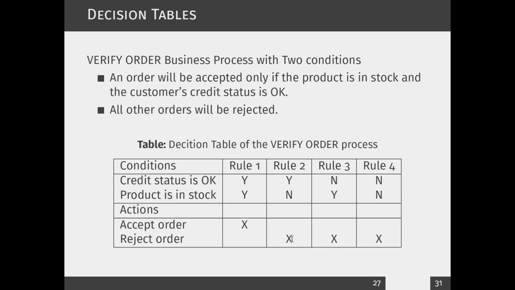The first one, the product is not available. Rule number 3, the customer credit is bad. Rule number 4, both credit status is bad and product is not available. So you see how a decision table could be used to represent the decision process.